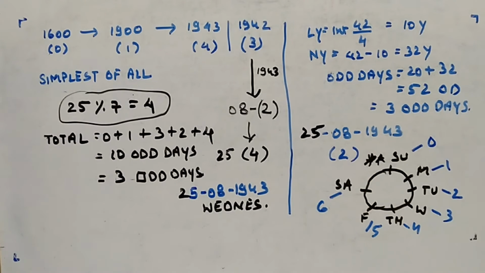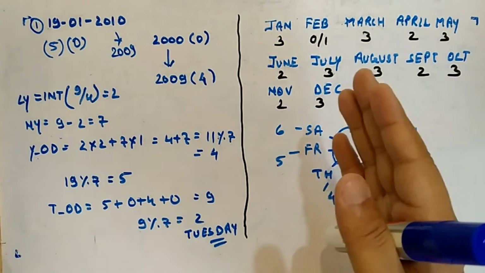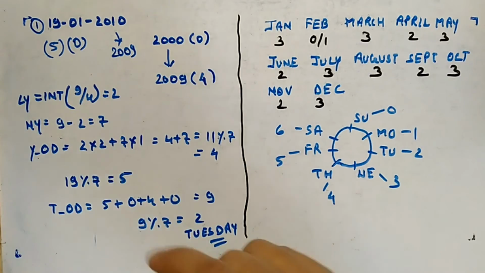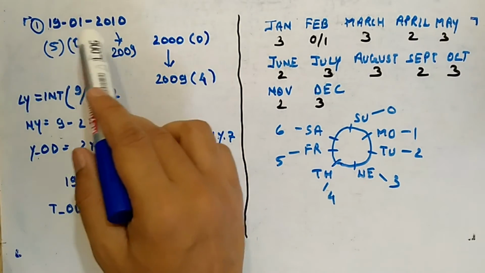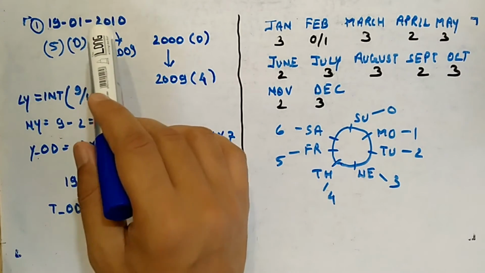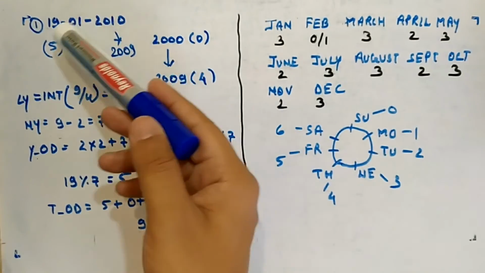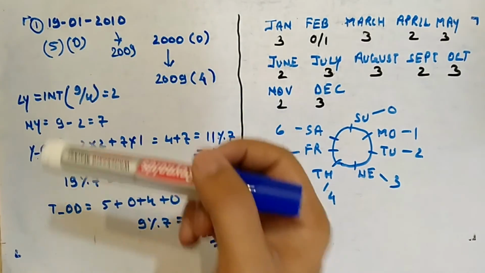Okay. So let's take some examples. Let's look at some examples so that you will get in the flow. First example is 19 January 2010. For this we have to calculate which day falls on 19th January 2010.